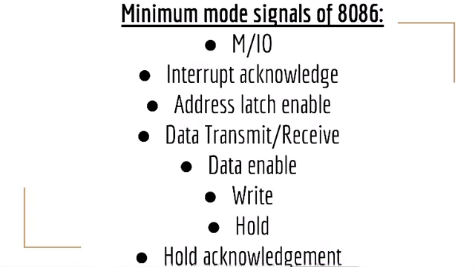Next we have the hold pin. This hold pin input requests a direct memory access, that means DMA. If the hold signal is at logic 1, the microprocessor stops its normal execution and places its address, data and control bus at high impedance state. Next we have hold acknowledgement. This hold acknowledgement pin indicates that 8086 has entered the hold state. So these are the pins for the minimum mode signals.